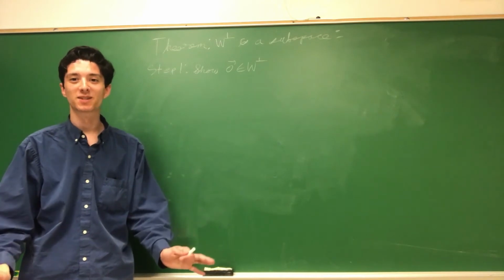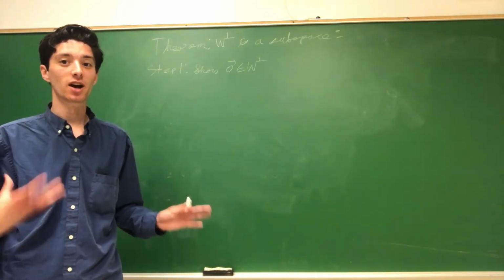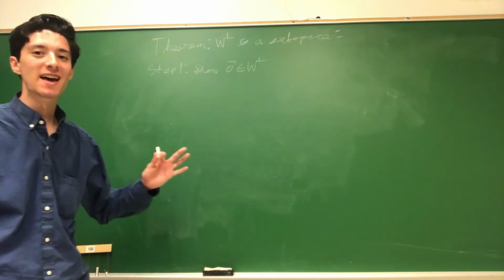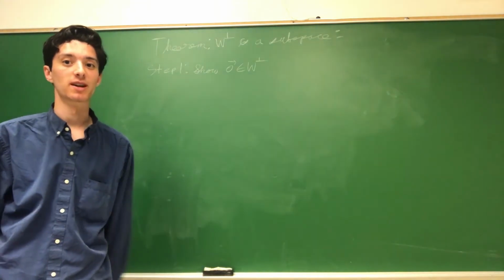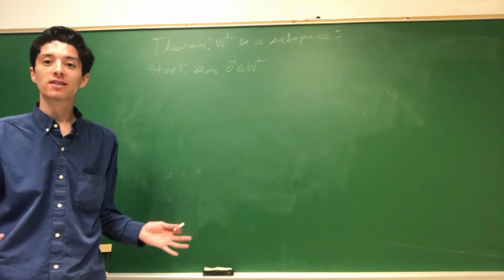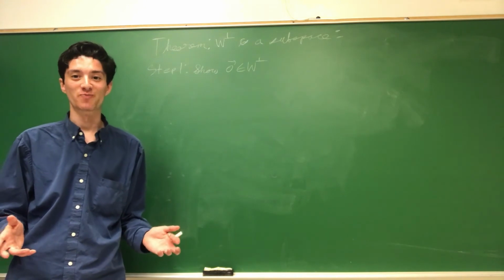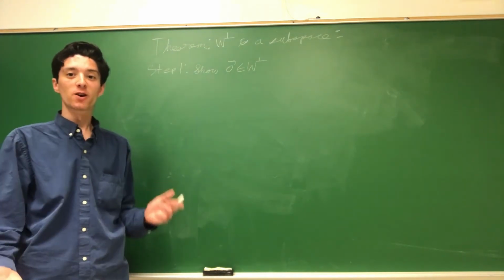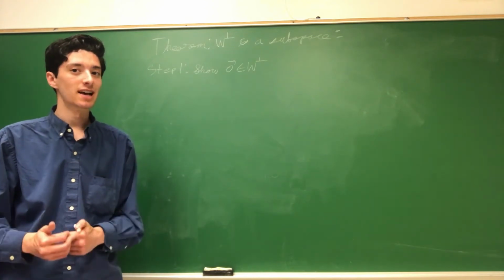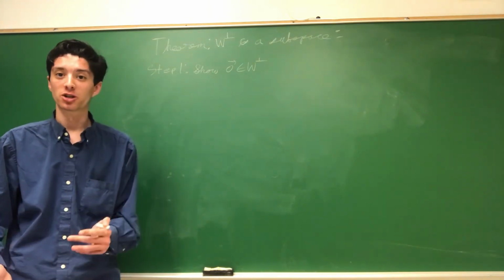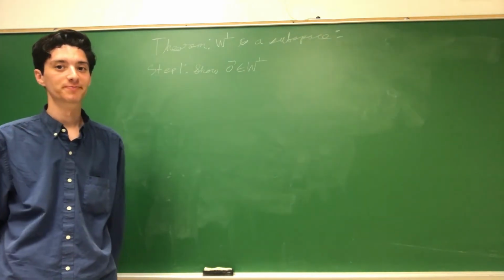I want to end this video with a theorem, specifically that if W is a subspace, then the orthogonal complement of W is also going to be a subspace. So there are 3 things that we need in order to show that a set of vectors is a subspace. The first is we need to show that it contains the 0 vector. The second is that it's closed under addition. And the third is that it's closed under scalar multiplication.